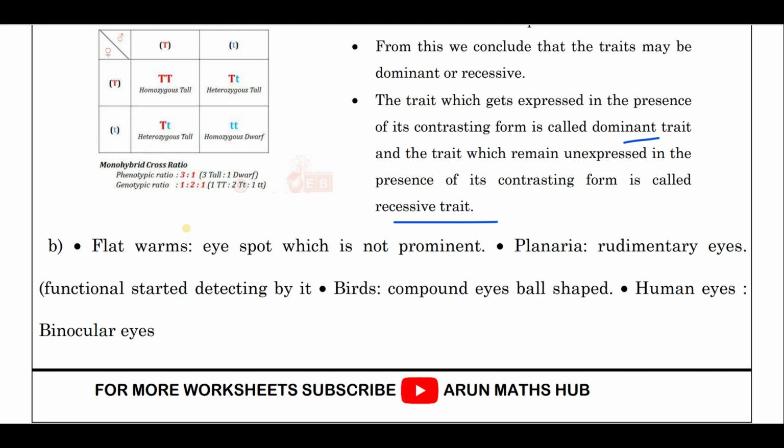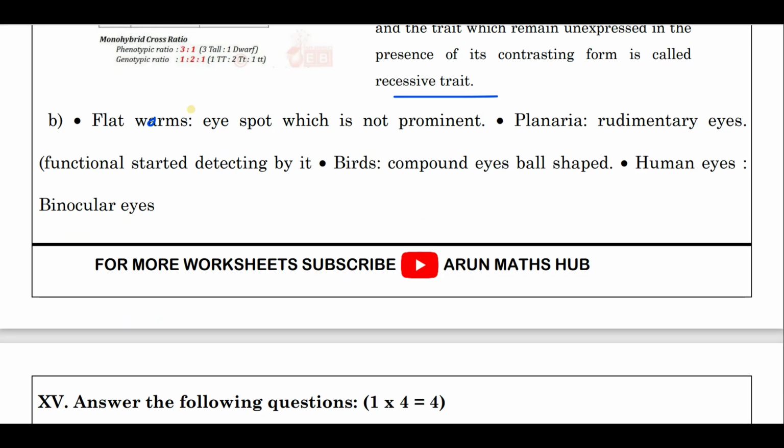Complicated organs such as the eye evolved in stages. Flatworms like planaria have eye spots, which are not permanent, then rudimentary eyes that are functional, started by detecting light. Birds have compound eyes, ball shaped, and humans have binocular eyes. This is how the eyes have evolved.